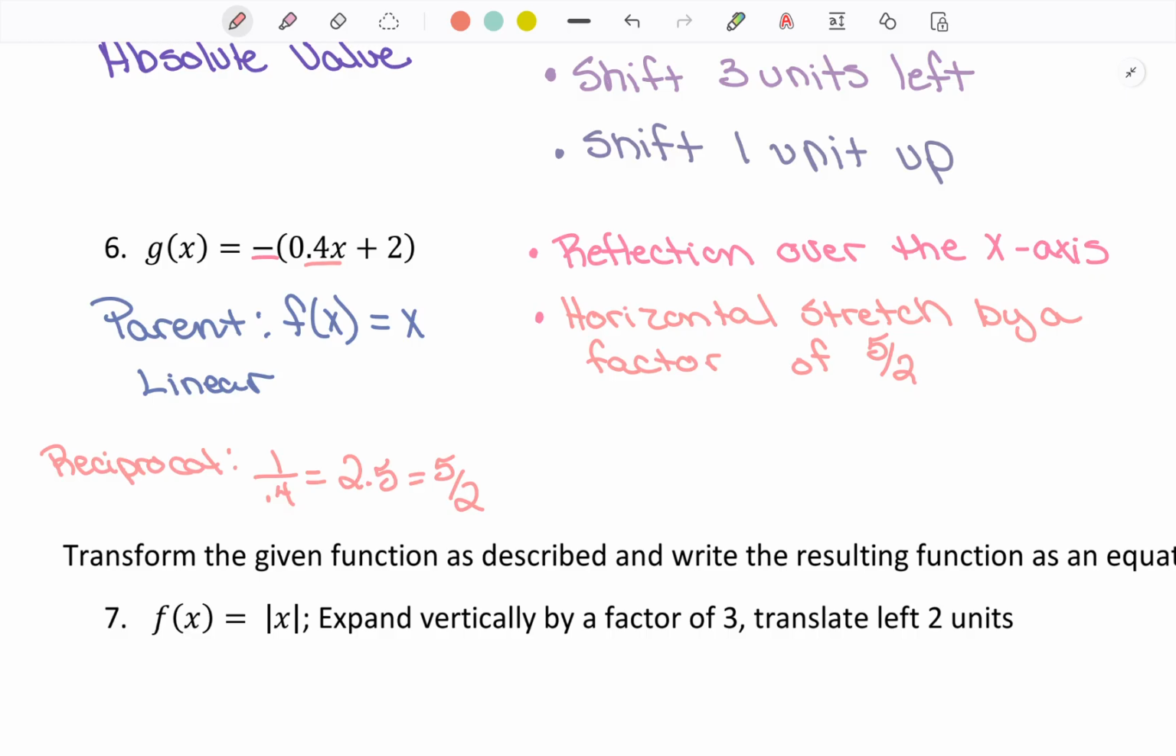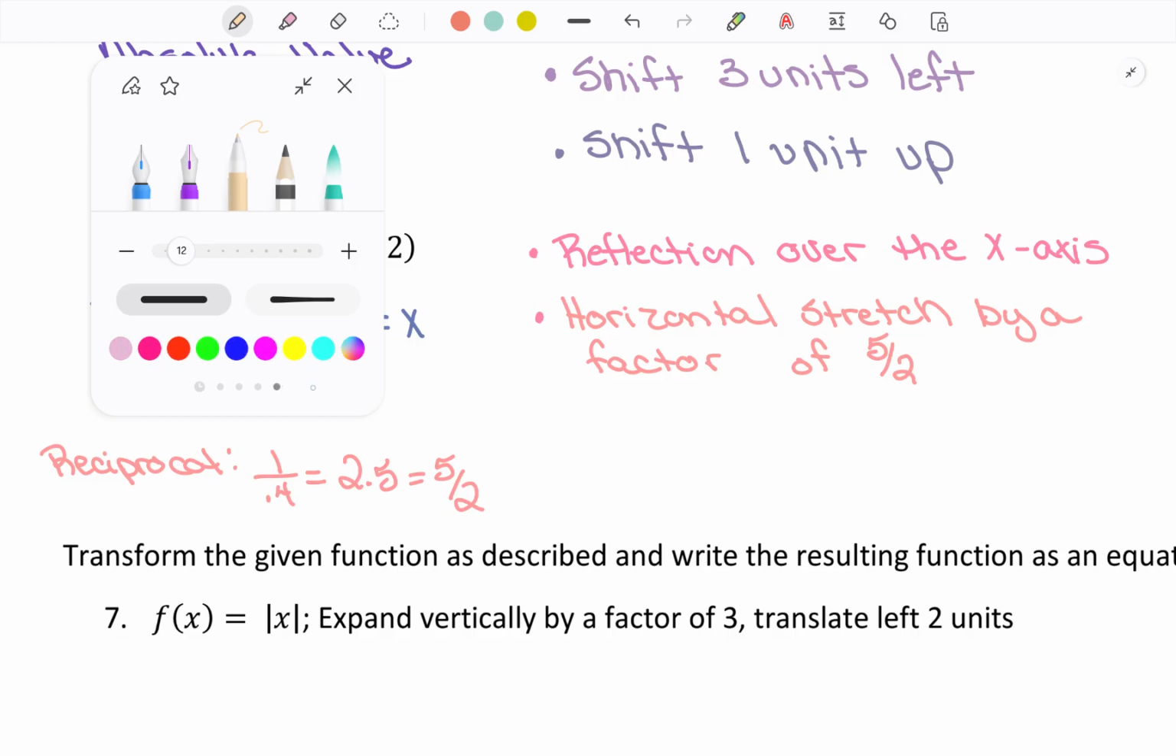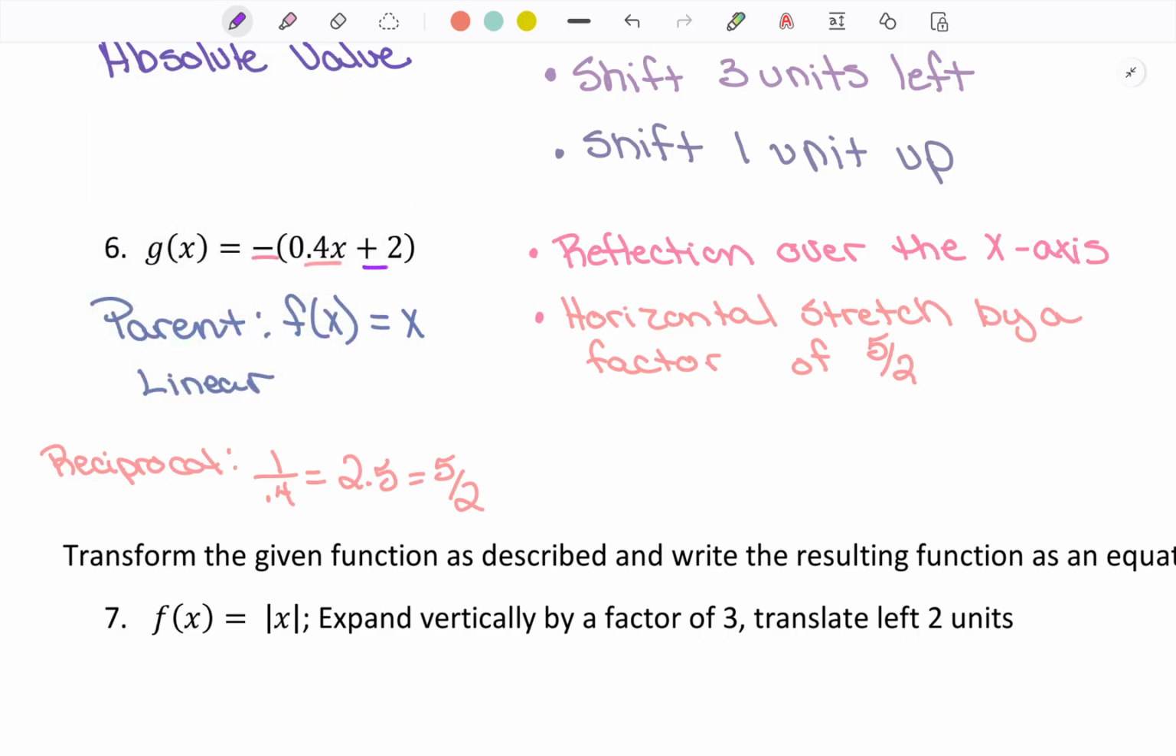And then that last transformation there is the +2. And so that is a vertical shift. So you are going to shift up 2 units. Actually, you won't go up 2 units. What am I thinking? You are going to the left 2 units.